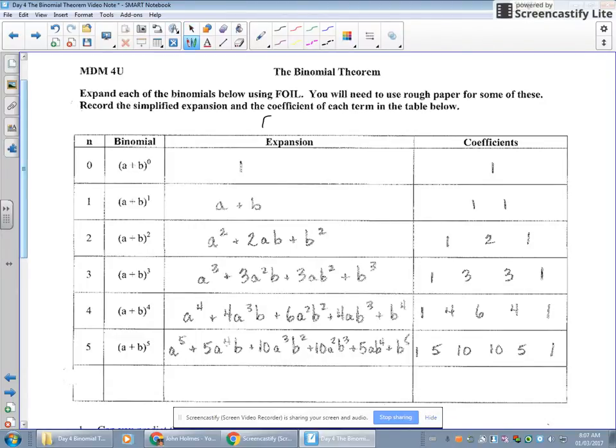Remember that FOIL stands for the first two terms in the brackets, the outside two, the inside two, and then the last two. So we're going to be using FOIL to expand our binomials. In this particular case, first of all, anything to the power of 0 is just 1. So the coefficient is, of course, 1.